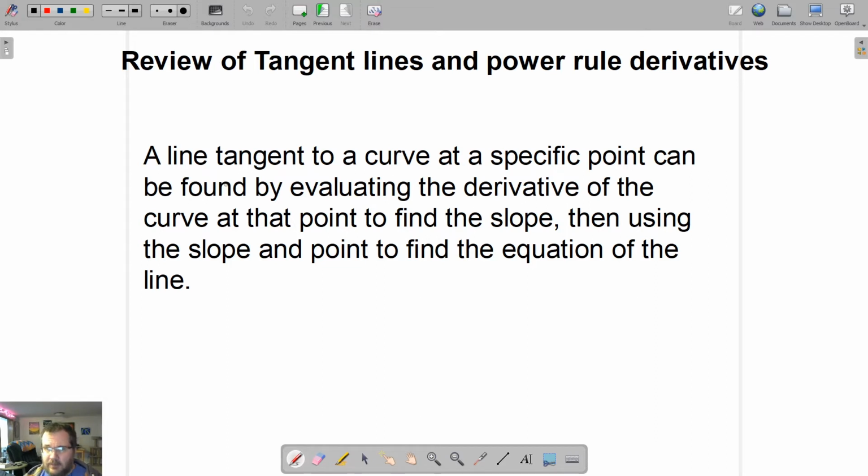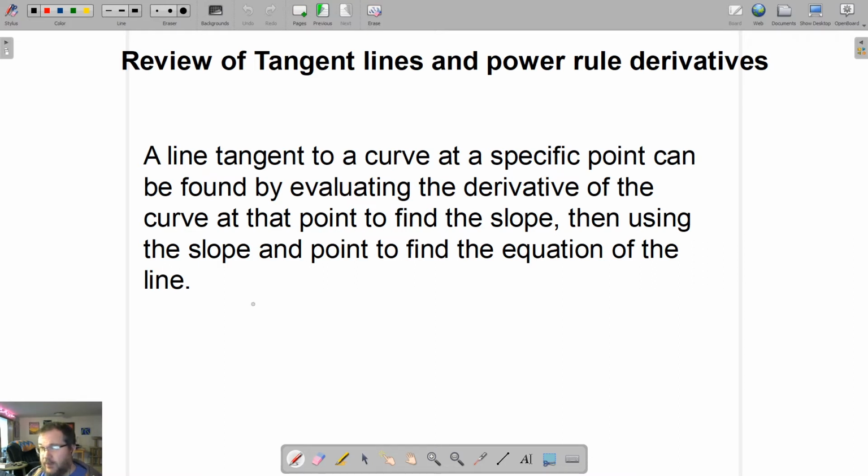So first, the main definition of a tangent line: a tangent line will tell you the instantaneous rate of change of a curve at a point. It can be found by evaluating the derivative of the curve at that point to find the slope, and then using the slope and the point to find the equation of the line. So let's look at an example here.